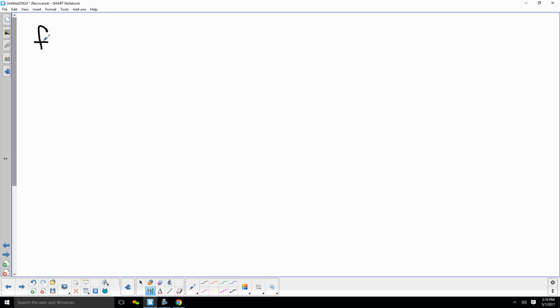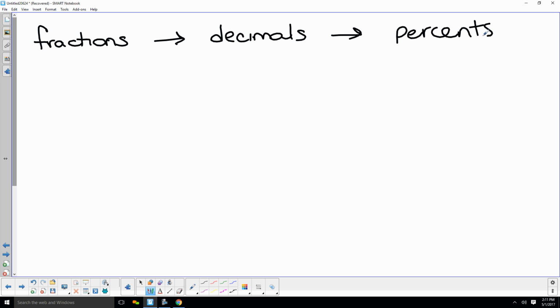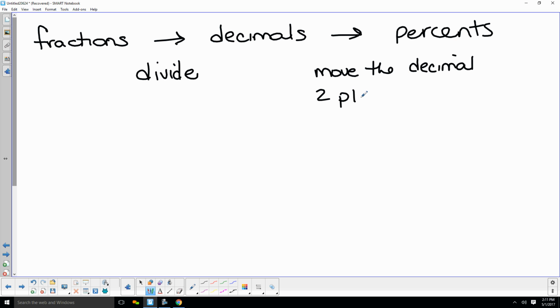Okay. First thing, fractions. If I'm going to convert fractions to decimals, and then change those decimals to percents, to go from a fraction to a decimal, I'm going to divide. From a decimal to a percent, I'm going to move the decimal 2 places to the right. Now, in other terms, what I'm doing is I'm multiplying that by 100, and that becomes my percent. Okay? So y'all should be writing that down.